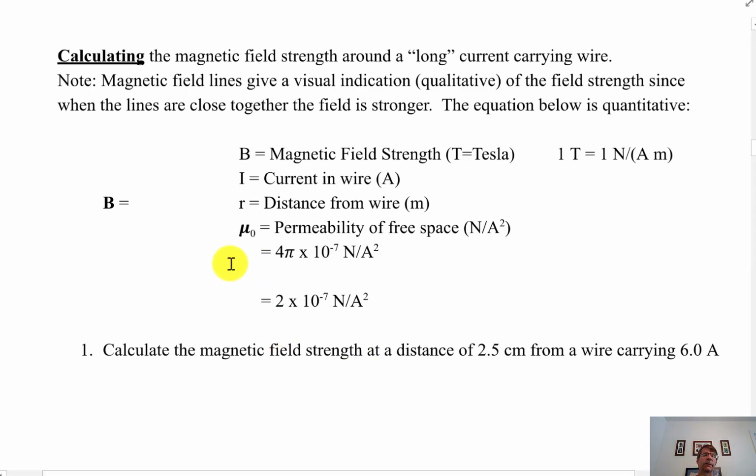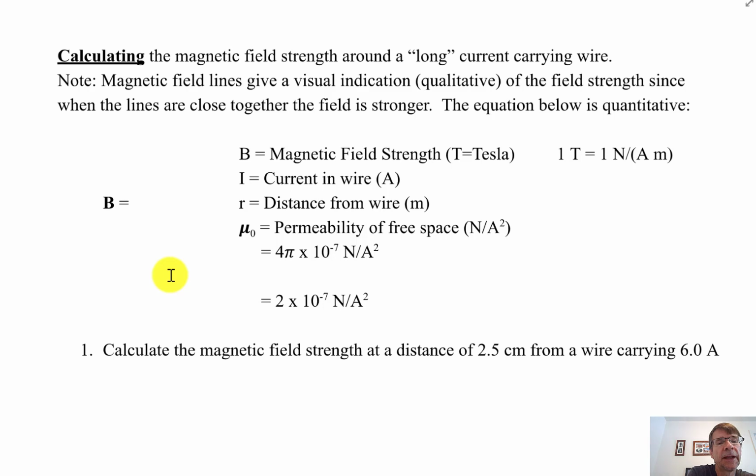Okay, so everything we've drawn so far was just qualitative, just visual, like how strong a field is. The field lines give you a feel for how strong it is. You know, the closer together the field lines are, the stronger the field. But now we're going to calculate the exact intensity numerically of one field compared to another field. Very useful to get a quantitative number.